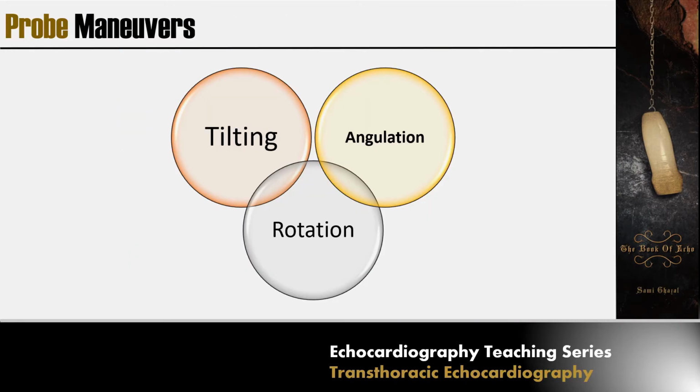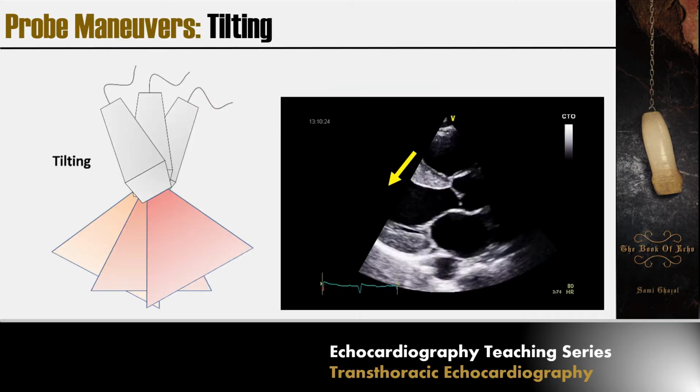The probe has 3 types of maneuvering: tilting, angulation, and rotation. Tilting maneuver is moving the probe toward the side or away from the side where the index mark is. So if the index mark is here, and you move the probe to this side or to this side, we call it tilting. Note that tilting is moving the beam along its long axis.